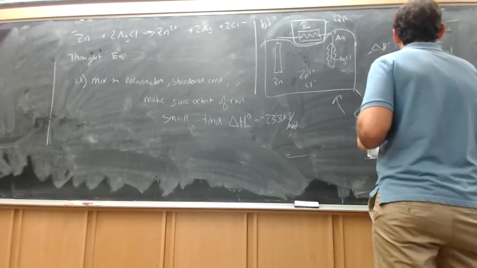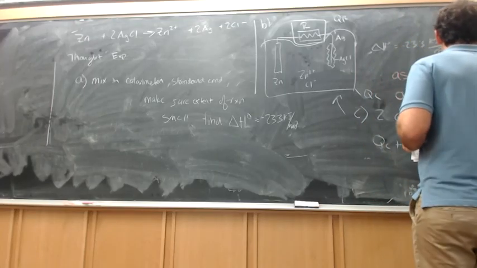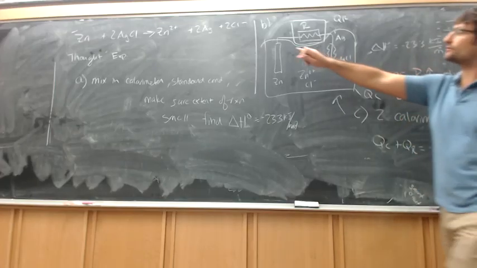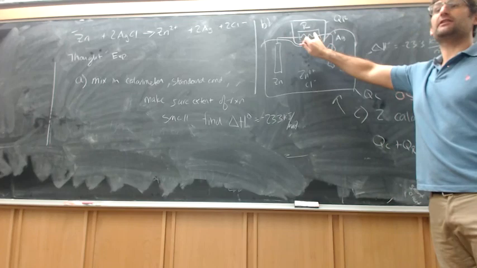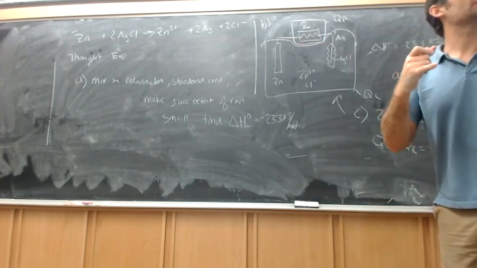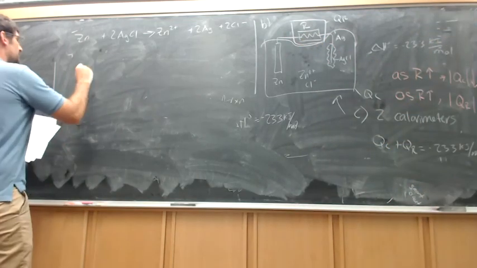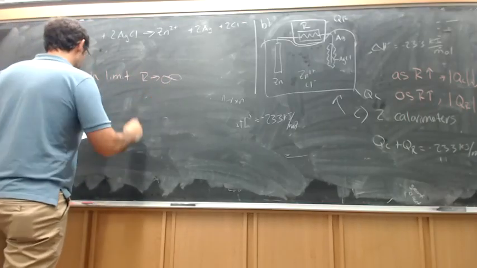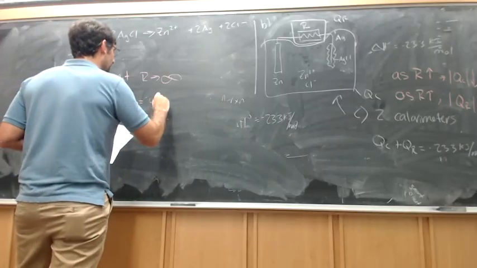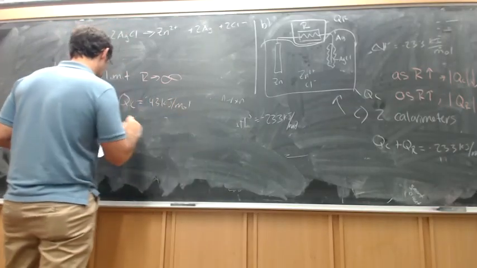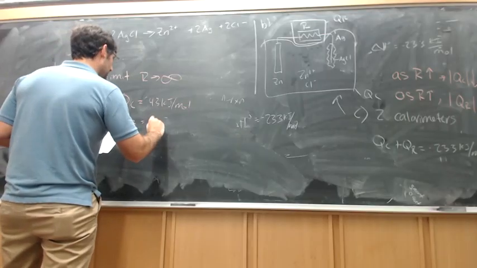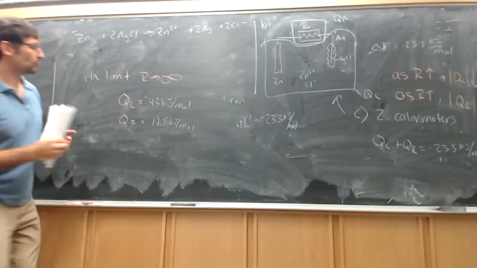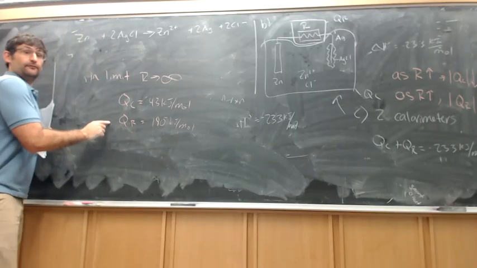And as R goes up, QR goes up. I'm using more of the free energy of this reaction to drive current through the resistor by making the resistor larger, by making the current lower and lower in magnitude. So in the limit of R goes to infinity, you have QC equals 43 kilojoules per mole, QR equals 190 kilojoules per mole. This is the work that I can actually do. This is the free energy.